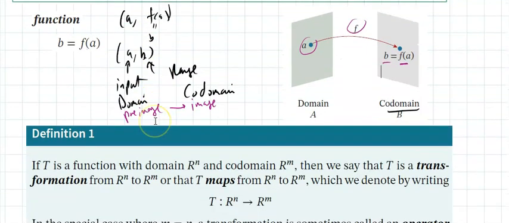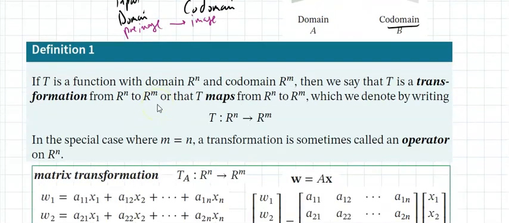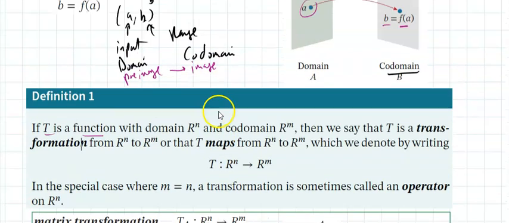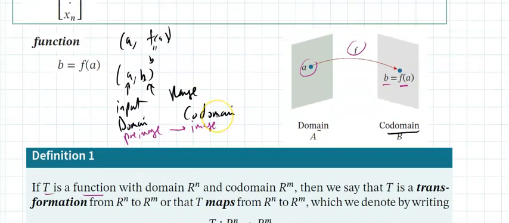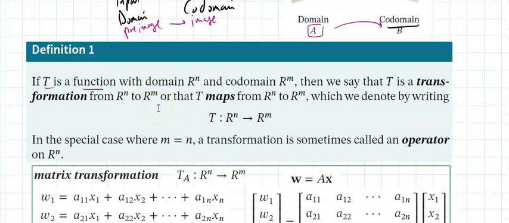Same traditional function, but here it has slightly different uses. If T is a function, so T is what's taken me from the domain of A to the codomain or range B. F is what's doing that. Now we're going to use a transformation.